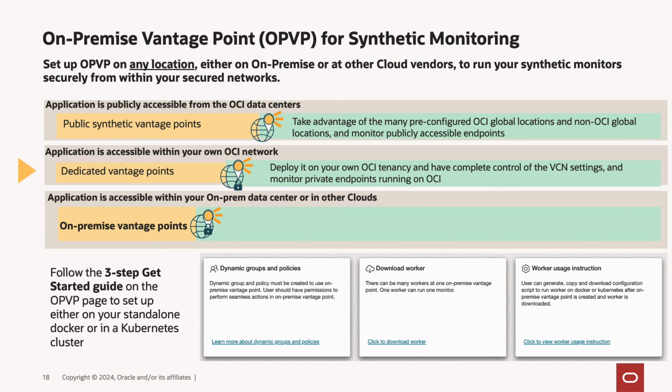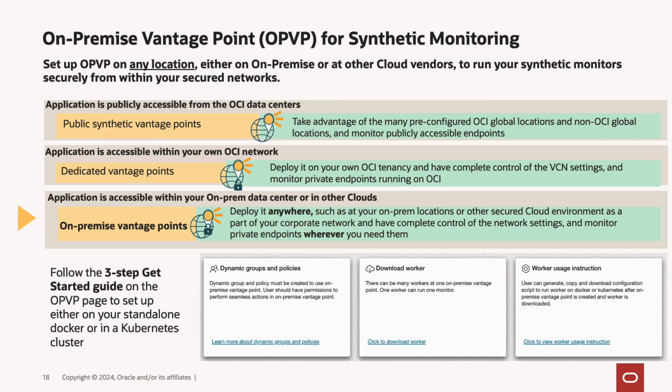If your application runs in OCI network, but cannot be accessed by public synthetic vantage points, you can set up dedicated vantage points within your OCI tenancy and have complete control over your network settings. However, the dedicated vantage point cannot be used if your application is not accessible from the OCI network. That is why we have the third option.